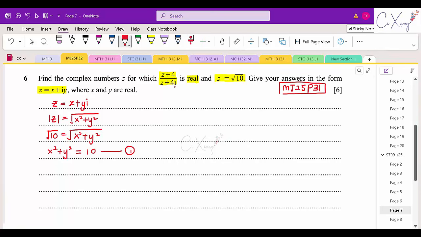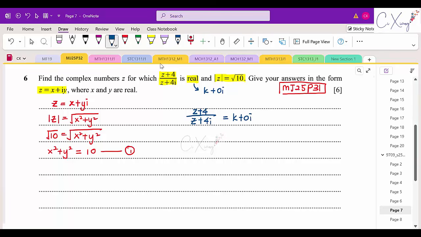Alright, and when they are talking about z plus 4 divided by z plus 4i being real, real means that your complex number will become something like k plus 0i. That means the imaginary part is 0. I'm going to use this information to form the equation. From here, I have z plus 4 divided by z plus 4i equals k plus 0i.